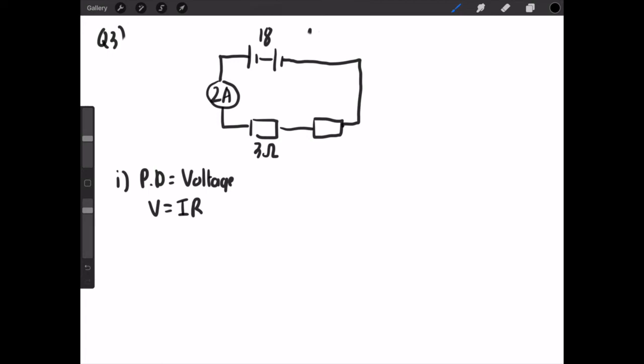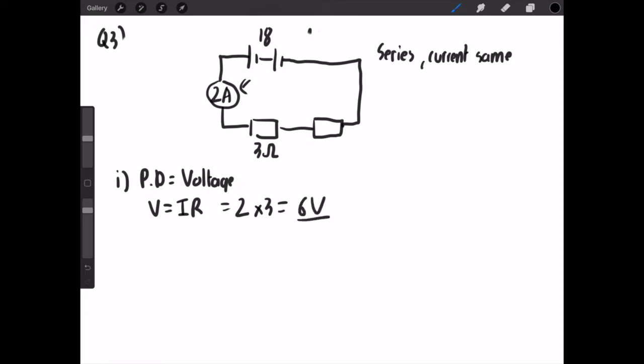Because it's a series circuit, which we should have identified at the start, we know that the current is the same. This 2 amps over here will be 2 amps at any point in the circuit, through the 3 ohm, through this mystery resistor, even through the cell. It will always be 2 amps. So I know I've got 2 amps flowing through a 3 ohm resistor, and the answer should be quite obvious. It is 6 volts.